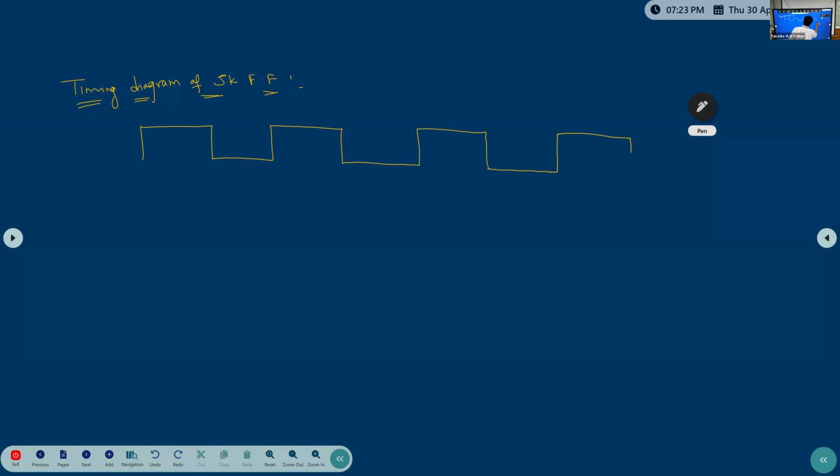So now we'll see the timing diagram. JK flip-flop. So now let's take the clock.